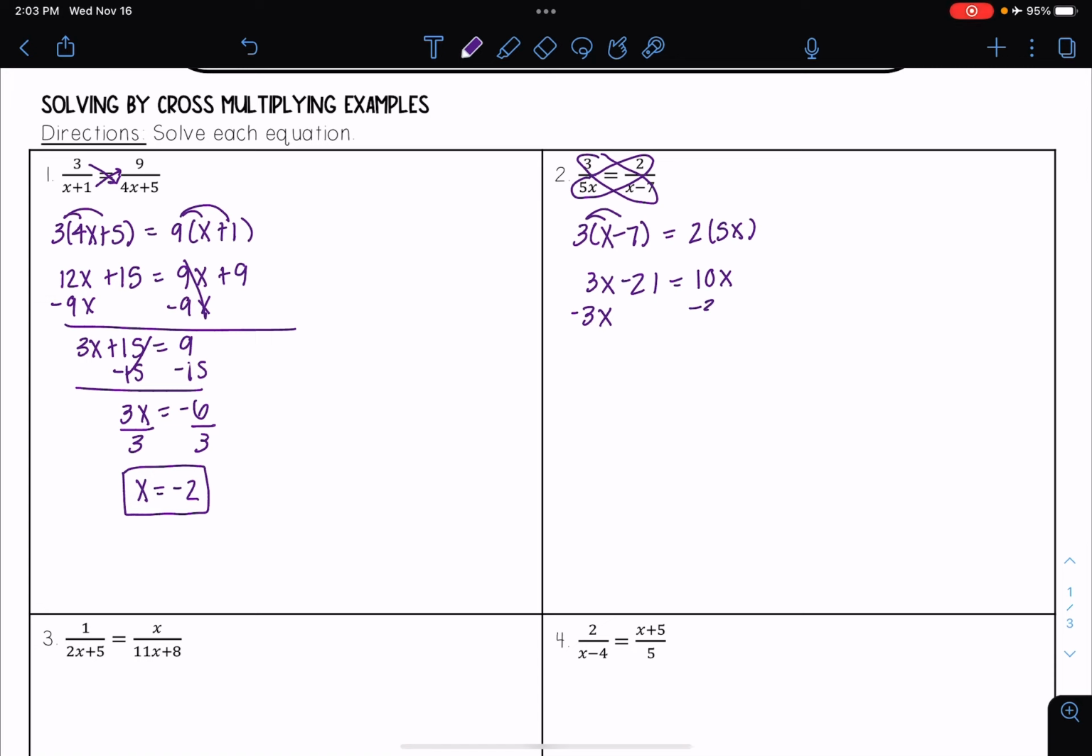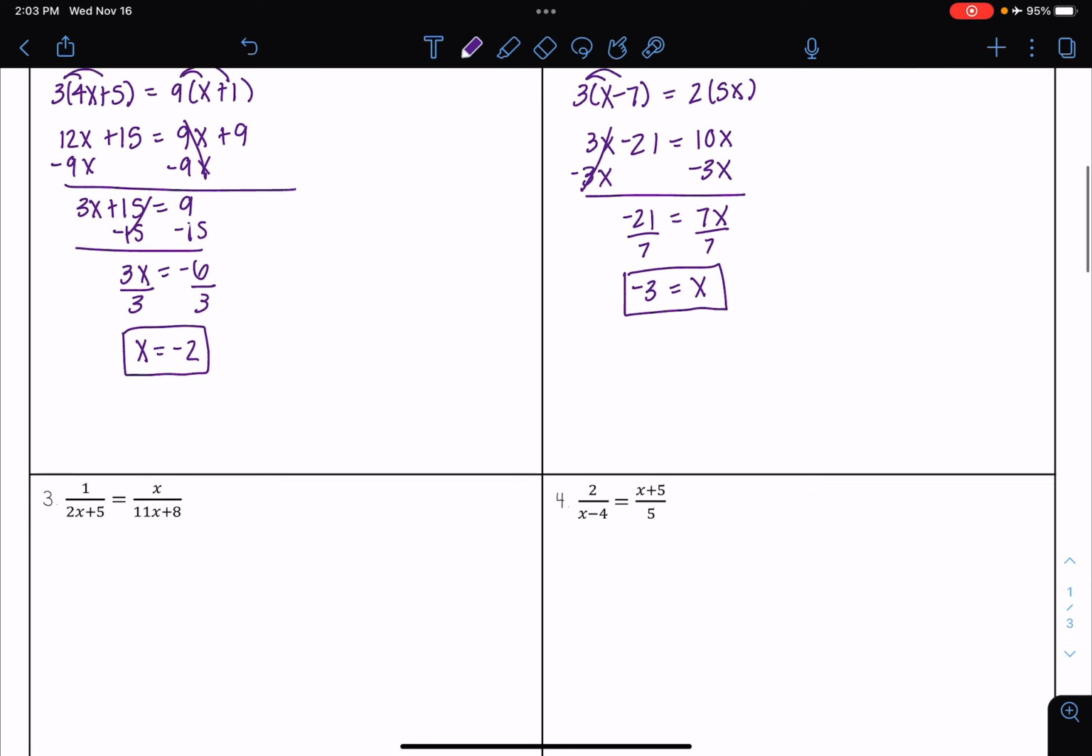Subtract 3x from both sides, and I get negative 21 is equal to 7x. And then after I divide both sides by 7, I get that negative 3 is equal to x. And here I see if I plug in negative 3 into either denominator, I don't get 0, so it's not an extraneous solution.